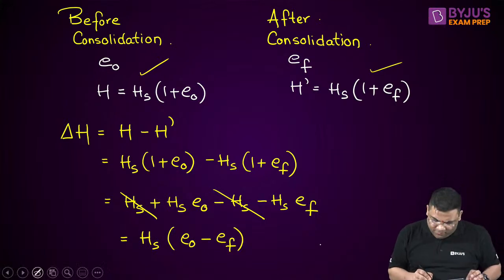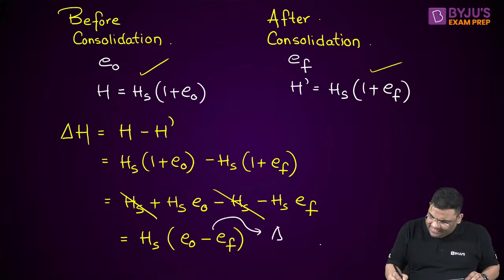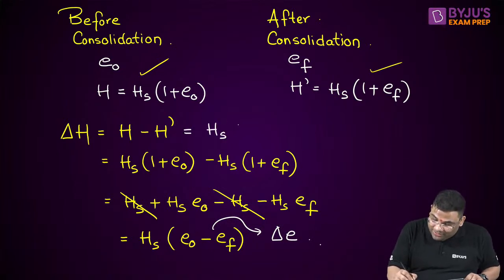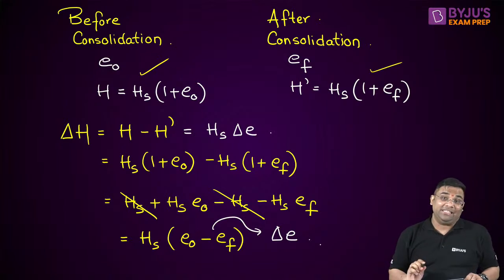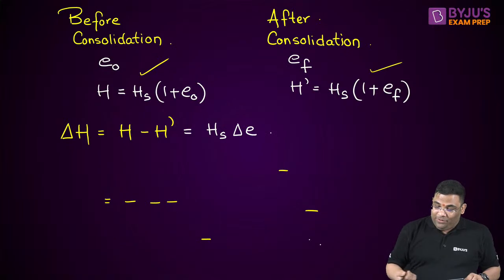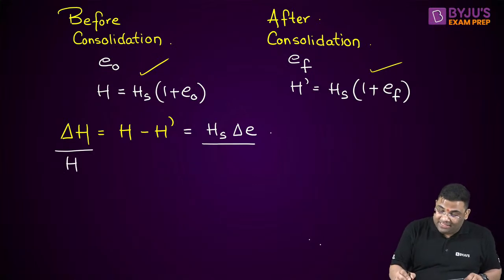And what is this e naught minus ef? Can I say this as what? Delta e? Yes, I can say this as delta e. So all this thing changes to what? Height of solids into delta e, that is change in void ratio. Now, if you divide it by the initial height, that is H. Now what is H here? You can use this term Hs into (1 plus e naught).